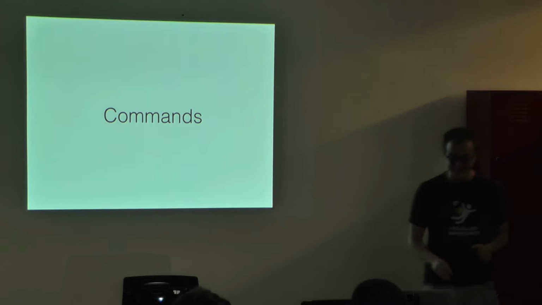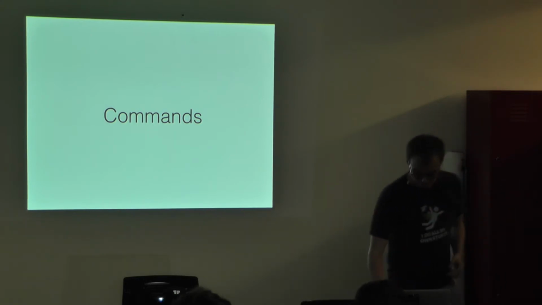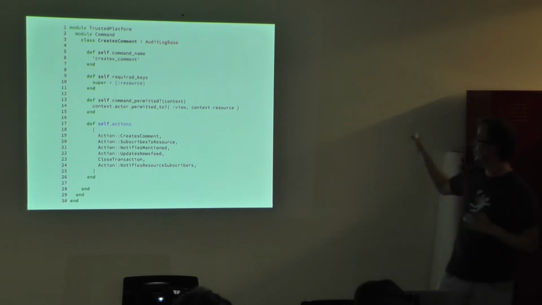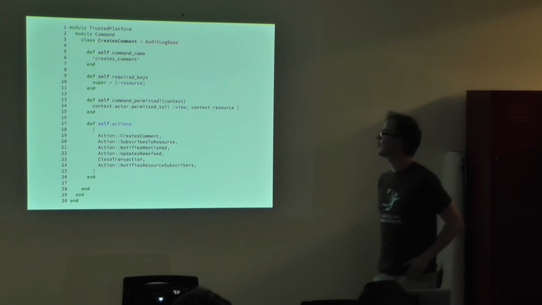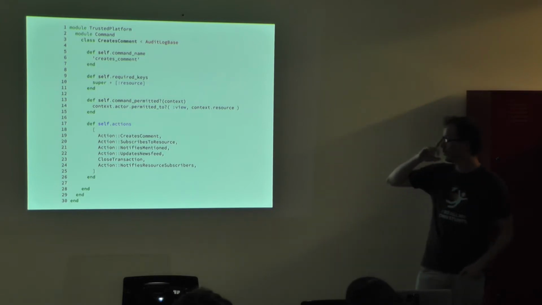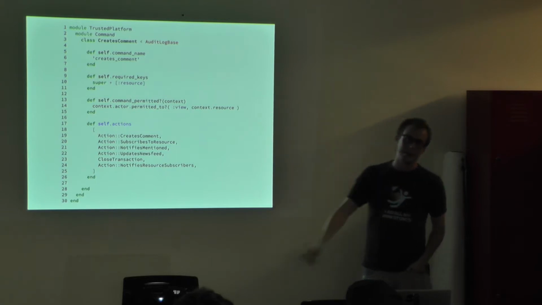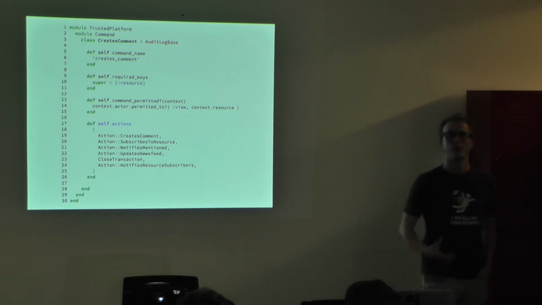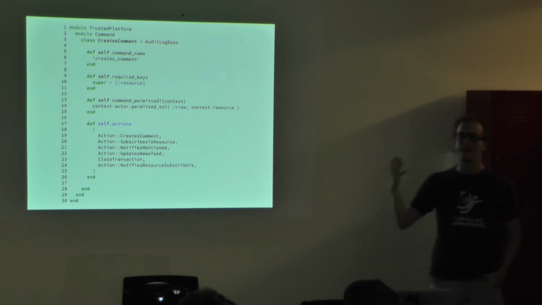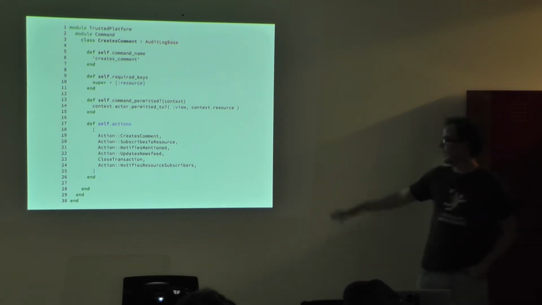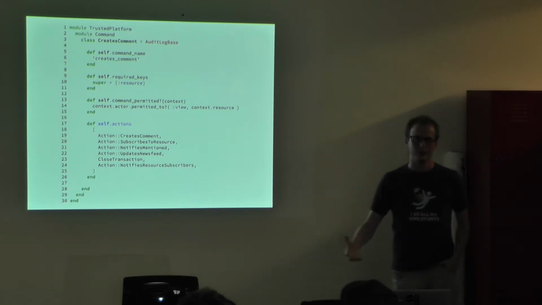So the first type of service object we had, commands. What does it look like? I don't know if that's very readable. This is a create comment command. There's two major parts here which are important. Command permitted, which will check if the user is authorized to execute this command with the parameters given to it. And secondly, a list of individual actions that it will run through executing this command.